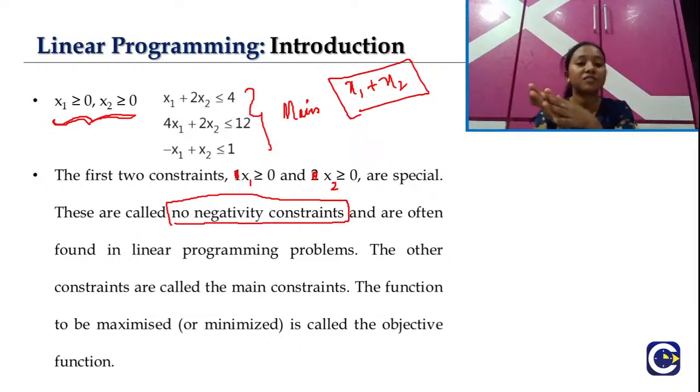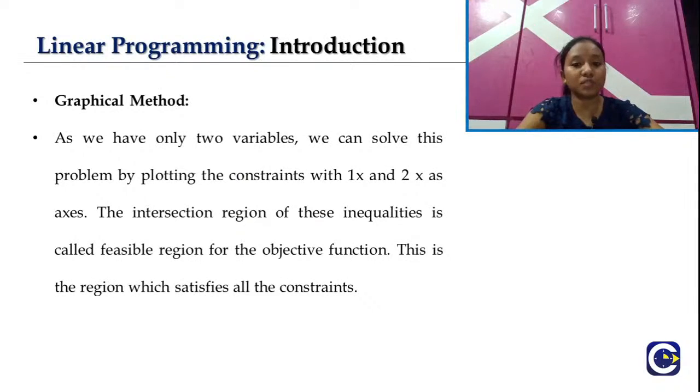So here we have seen our basic standard function as well as the constraints and the classification amongst these constraints. Non-negativity constraints, main constraints as well as the objective function. So we are done with the basic introduction to linear programming: the definition, the terms and the definitions related to each of these. Everything has been covered. Now let's move on to the next one, which is our graphical method.